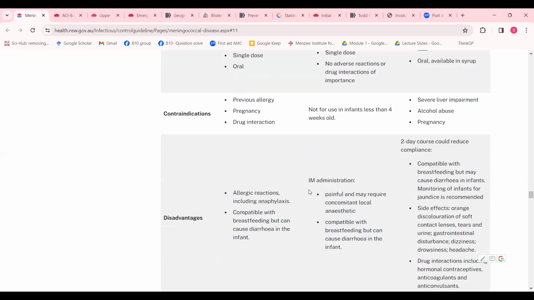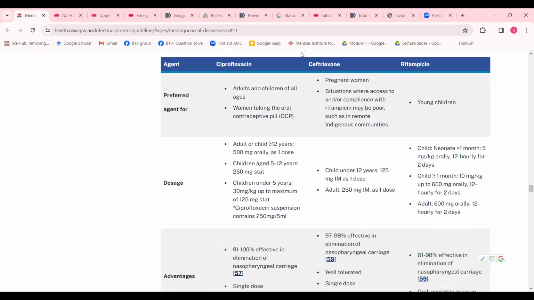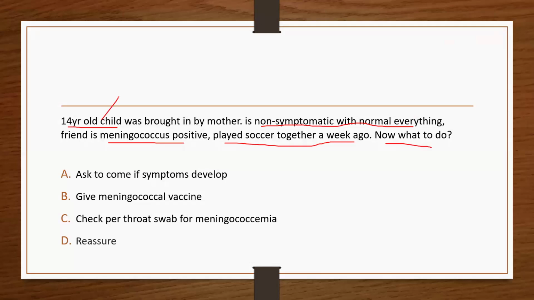I just walked you through these guidelines or reference that you have to go through so that you are all very familiar with this. So this is not going to be a new thing to you anymore. So again, going back to our question, 14-year-old. Now he is not symptomatic, normal everything. So that's very important.